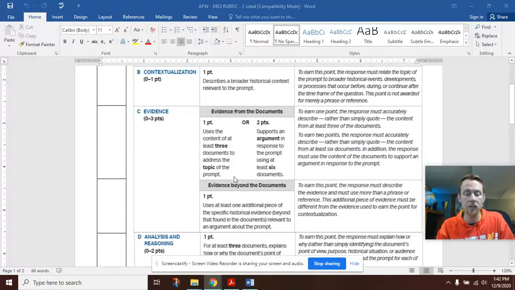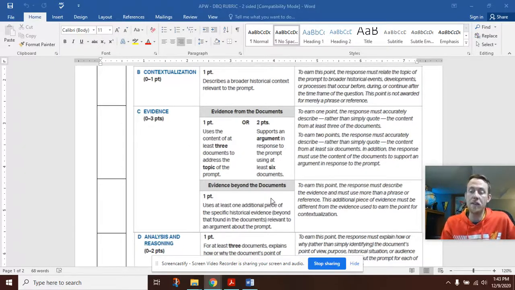Okay, on a related note, so under evidence, but a slightly different distinction, you can bring in outside info. So they call it evidence beyond the document. So you can earn another point by bringing in an additional historical fact that was not found in the documents, but is directly related to the prompt. So in essence, what you're doing is you're making your own document, right? So you're bringing an 8th concept to the table here.